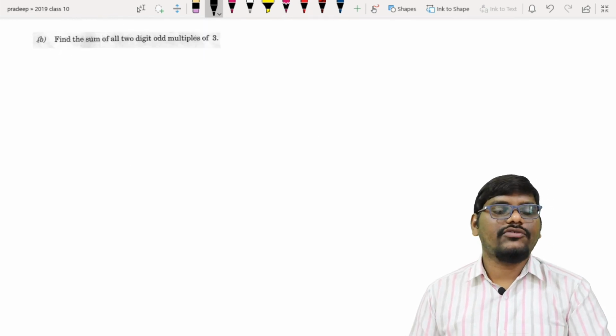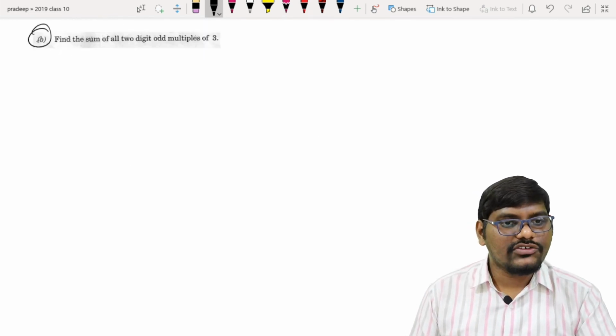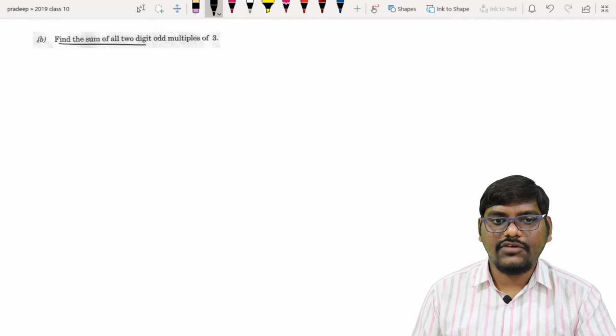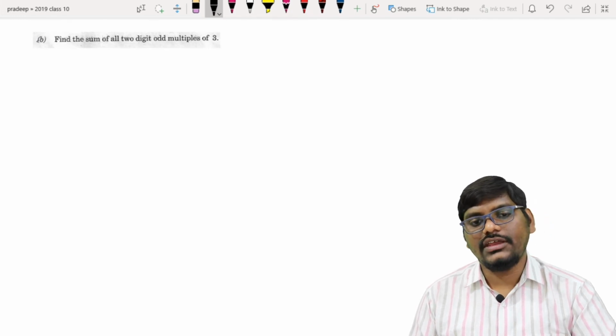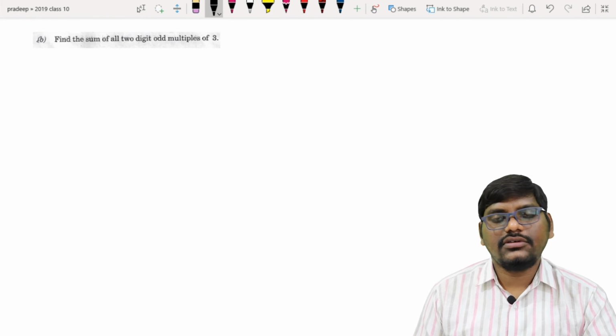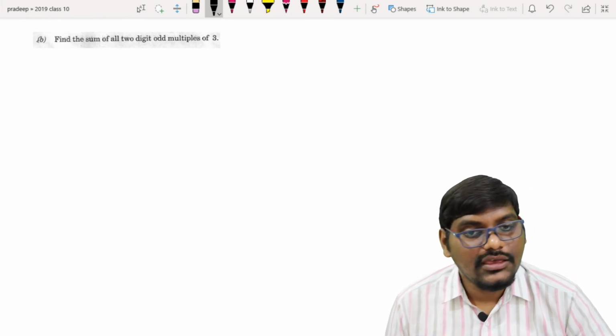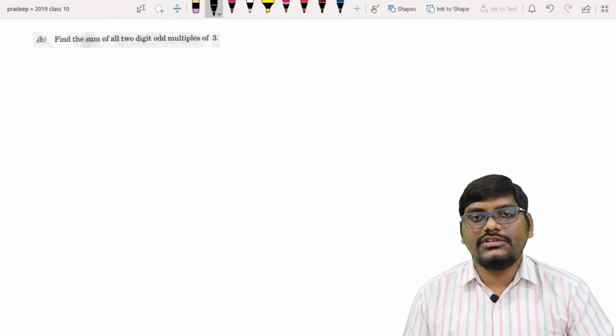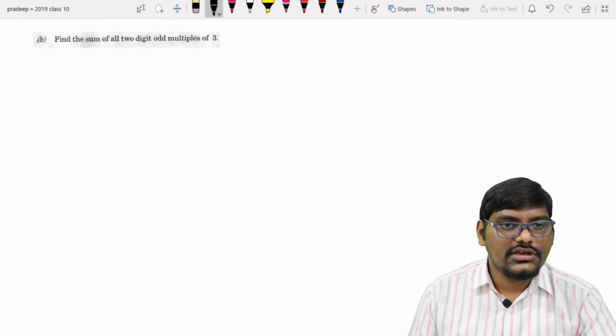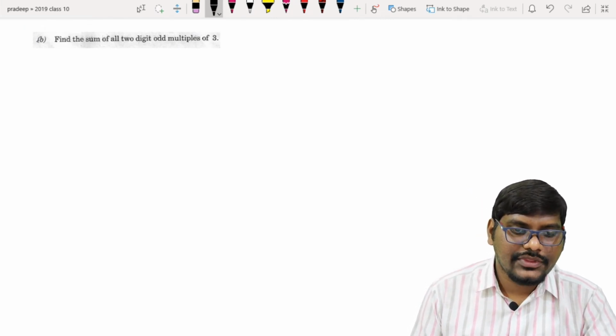So let's see question number 15. In that we are doing question B. The question is: find the sum of all 2-digit odd multiples of 3. So they are asking for the multiples of 3 that should be odd multiples only. So we'll try to do that.